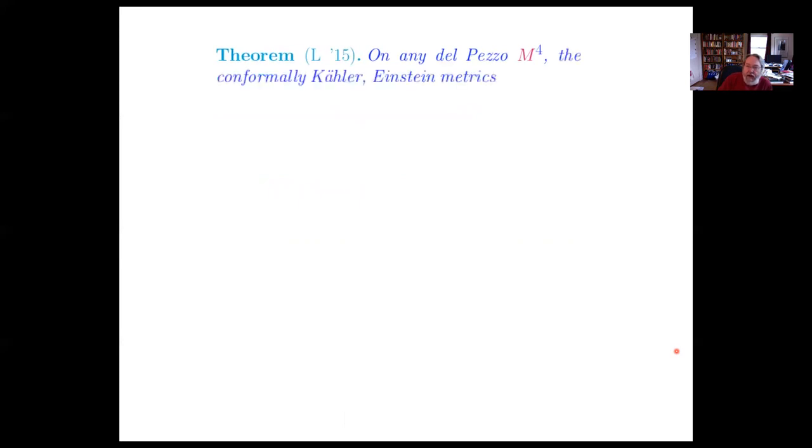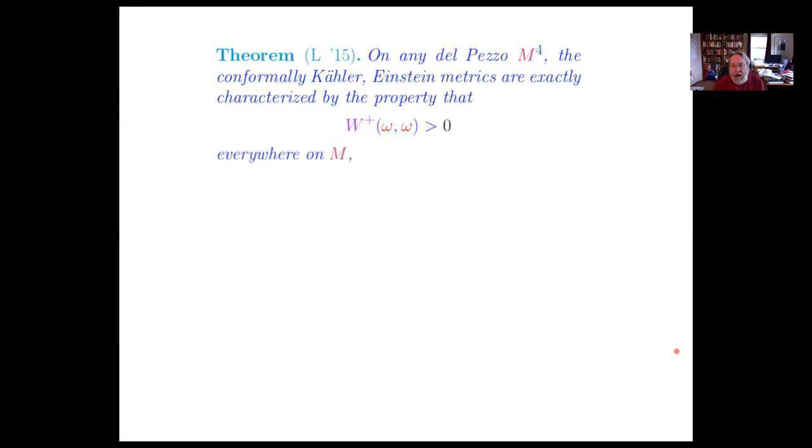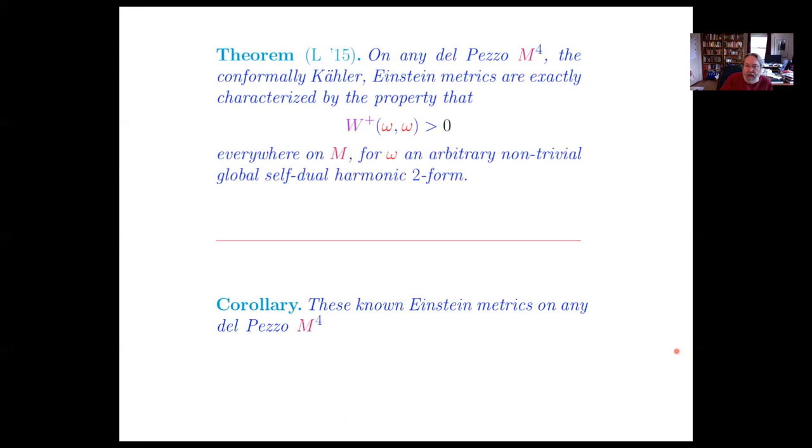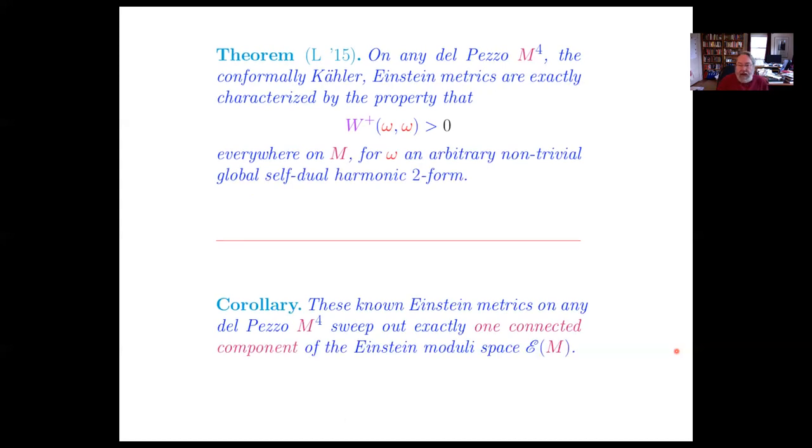On any del Pezzo four-manifold, so I'm talking about the underlying four-manifold, not the manifold endowed with a particular complex structure, the conformally Kähler Einstein metrics are exactly characterized by the fact that their self-dual Weyl curvature is everywhere positive in the direction of some non-trivial global self-dual harmonic two-form. And because that's an open criterion, I was able to then show that in fact, the known Einstein metrics sweep out exactly one connected component of the Einstein moduli space.